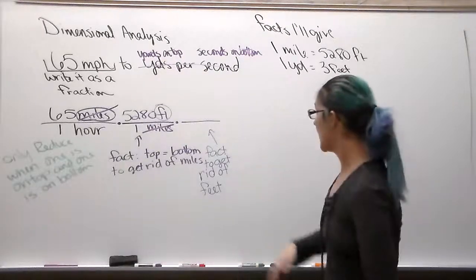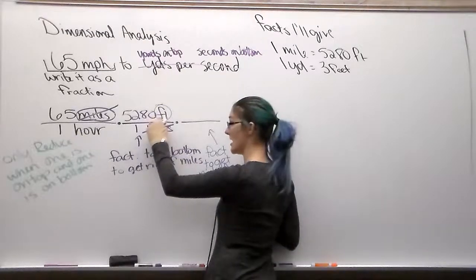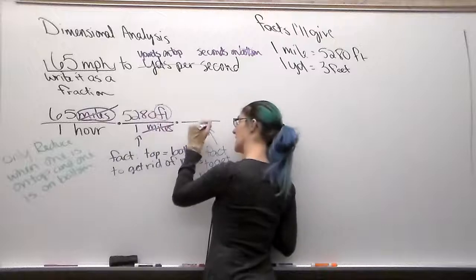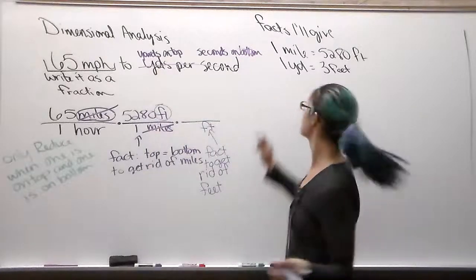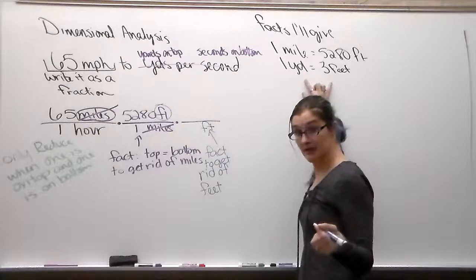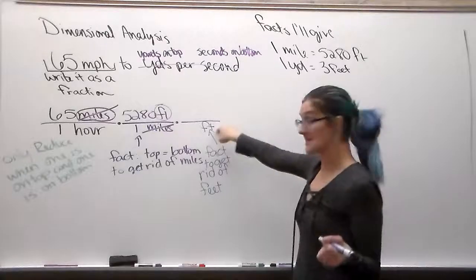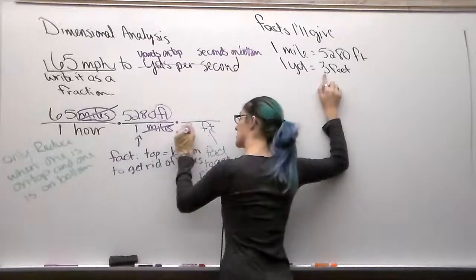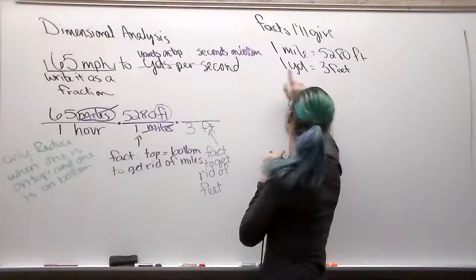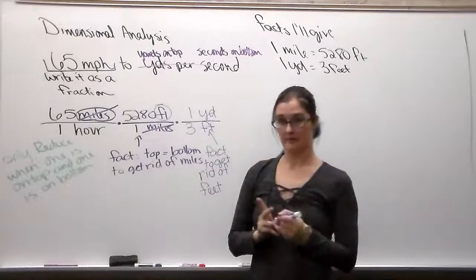Do we know any facts? I want to get rid of feet. So feet is currently on top. To get rid of it, I'm going to put it on bottom. And over here, I look at my facts. I know that 1 yard equals 3 feet. Feet has to be on bottom. Feet has the number 3 in front of it, so I'm going to put 3 there. And then it was equal to 1 yard.